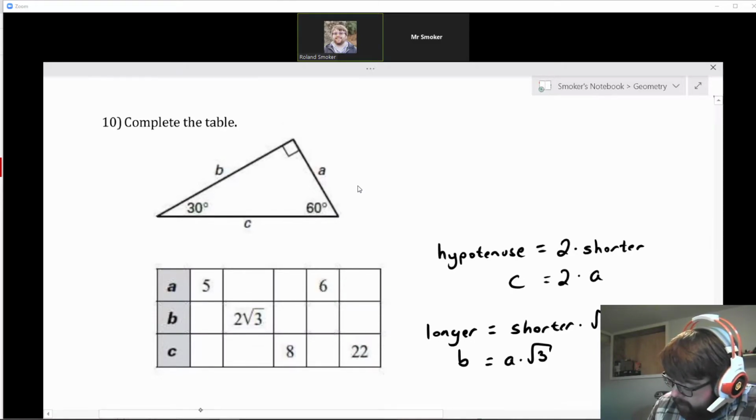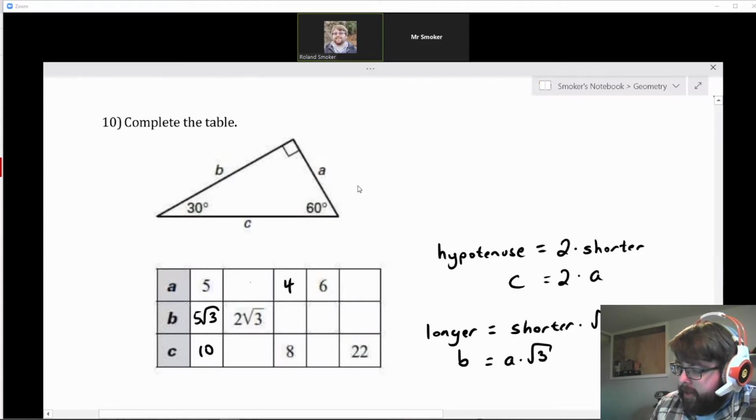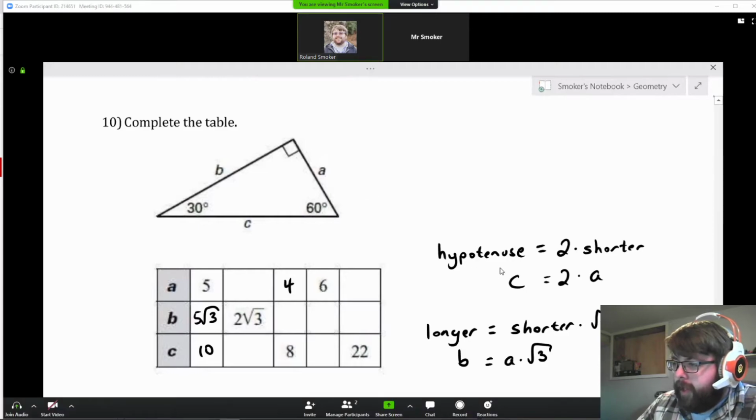So, for instance, if A is 5, then B is going to be 5 times root 3. And if A is 5, then C is going to be 2 times 5, which is 10. If C is 8, I'm going to jump over here to C is 8. So 2 times what is 8? Well, A is going to be 4 then, because the shorter leg is always half the hypotenuse. And once I have the shorter leg, for the 30, 60, 90 special right triangle, you always have to go through the shorter leg. Both of these equations go through the shorter leg.